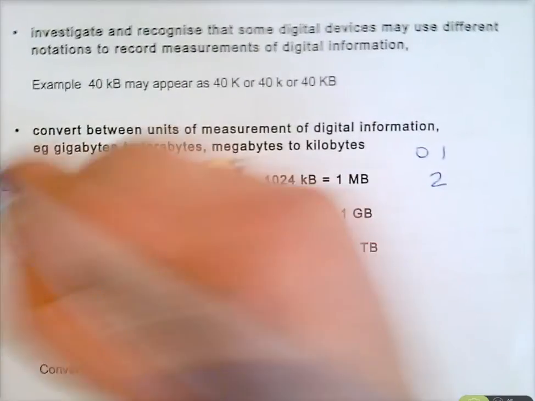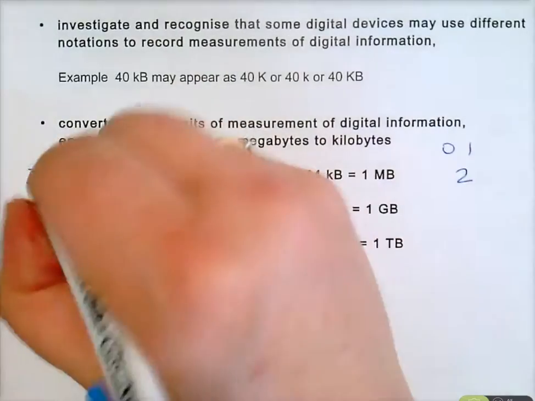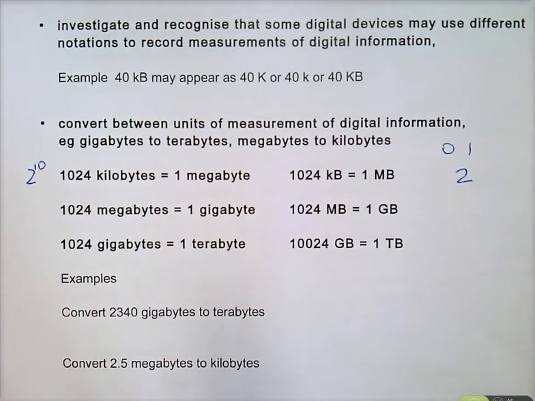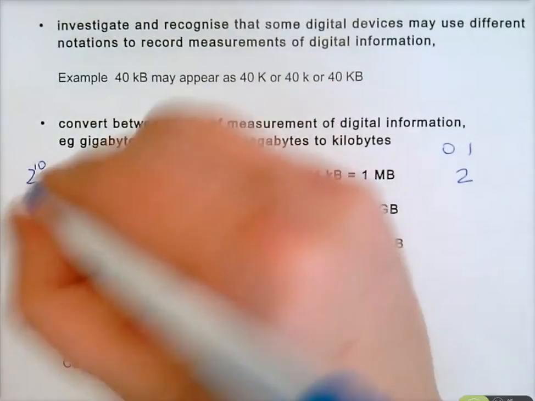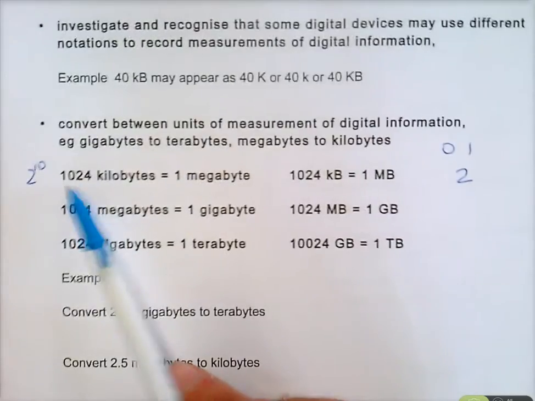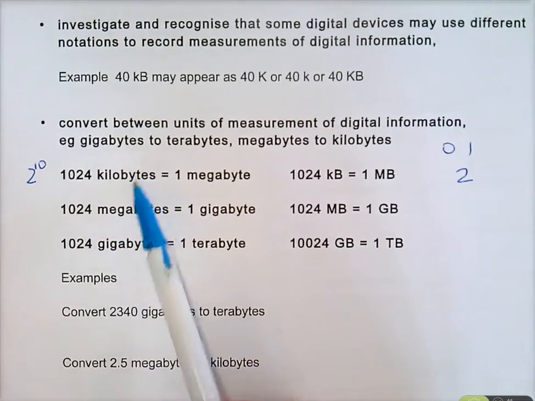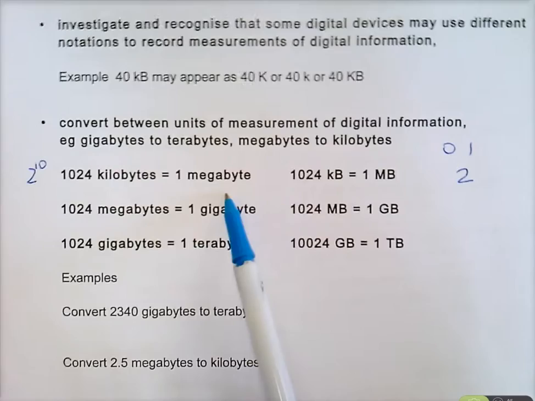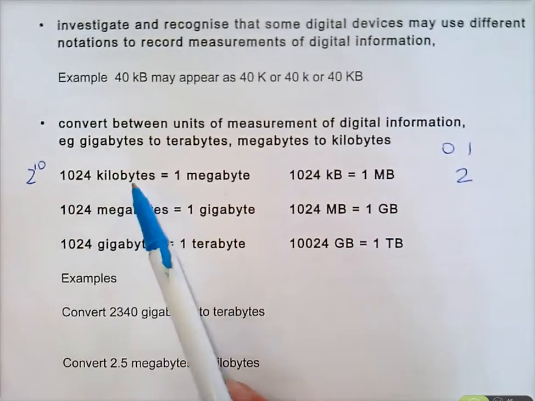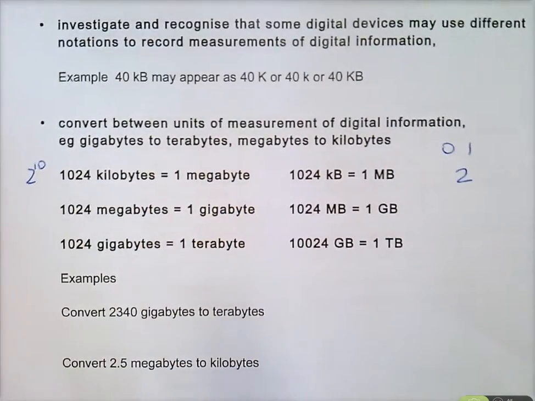So tell me, girls, what 2 to the power of 10 is. Can you do it on your calculator? 2, y to the power of x, 10 equals. Anyone? No, 2 to the power of 10. There you go. So that's where the unit of conversion comes from. It's not 1,000 kilobytes in a megabyte. It's actually 1,024 kilobytes in a megabyte.